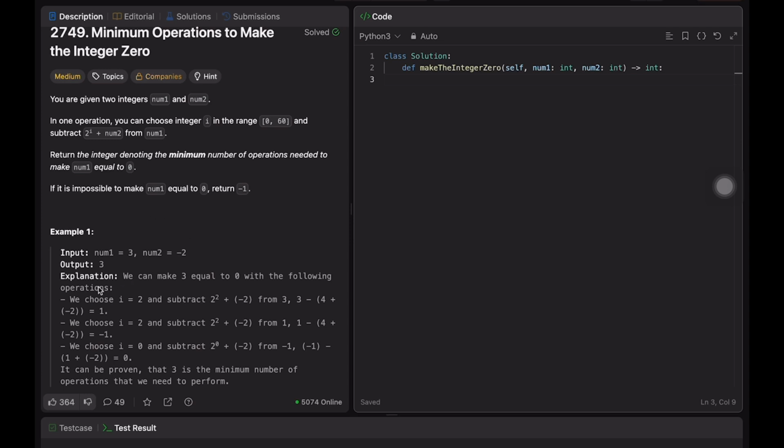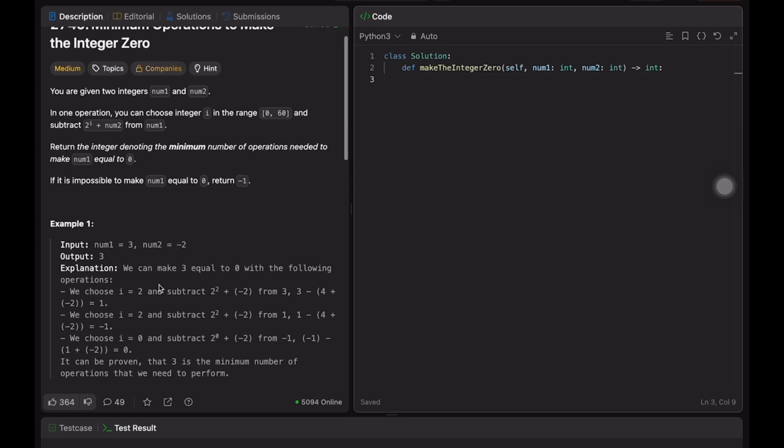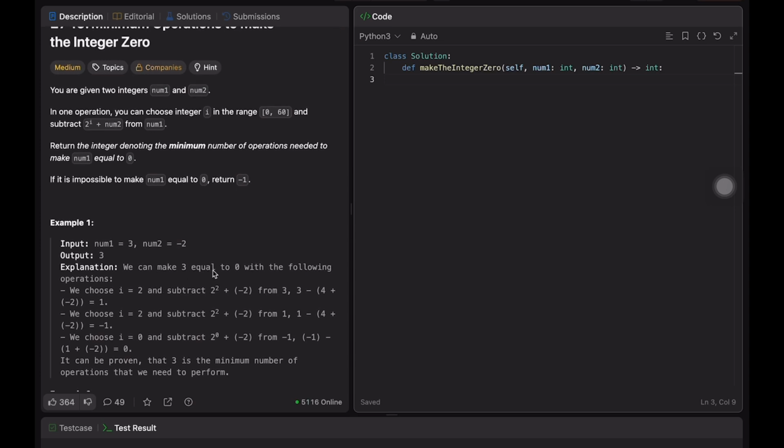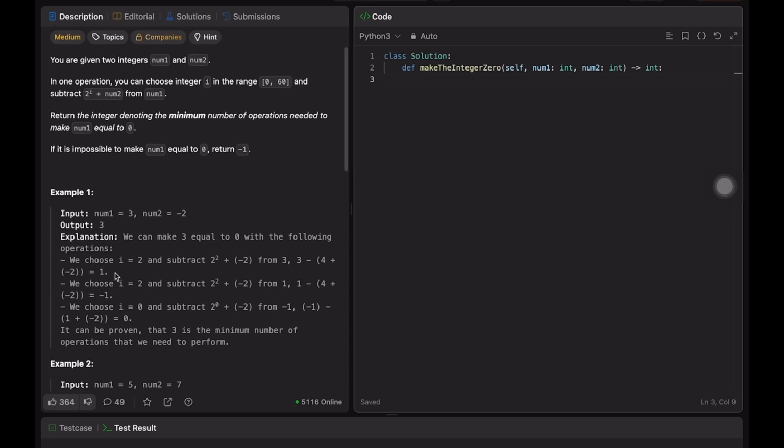Here, if you see, they have given num1 equals 3 and num2 equals minus 2. They are telling us we can make 3 equal to 0 by following operations, in 3 operations. First they have chosen i equals 2. 2 power 2 plus minus 2 gives you 2. So 3 minus 2 gives us 1.